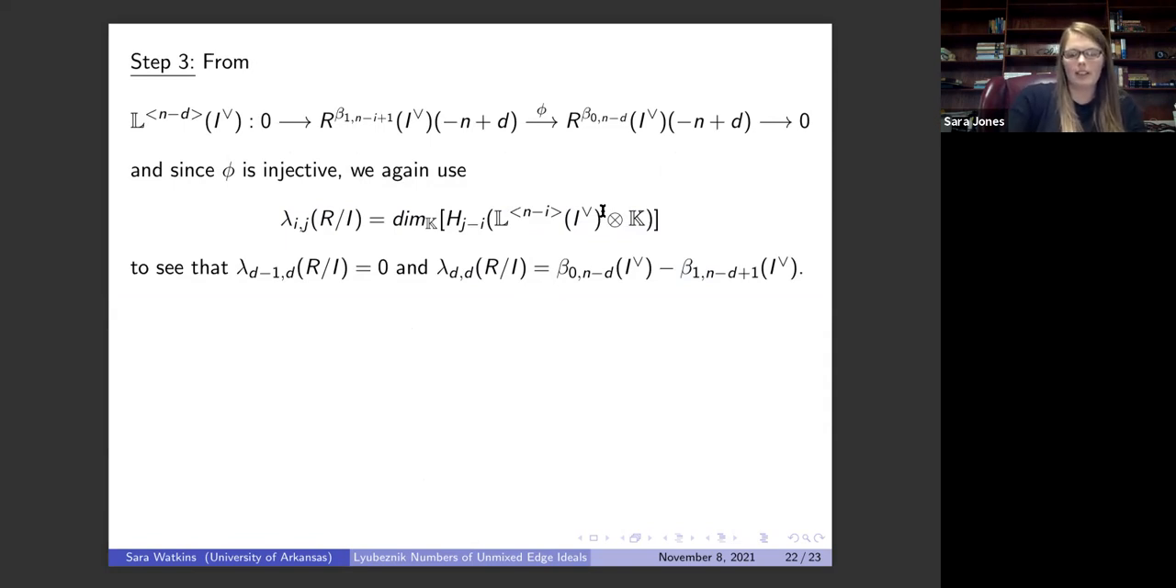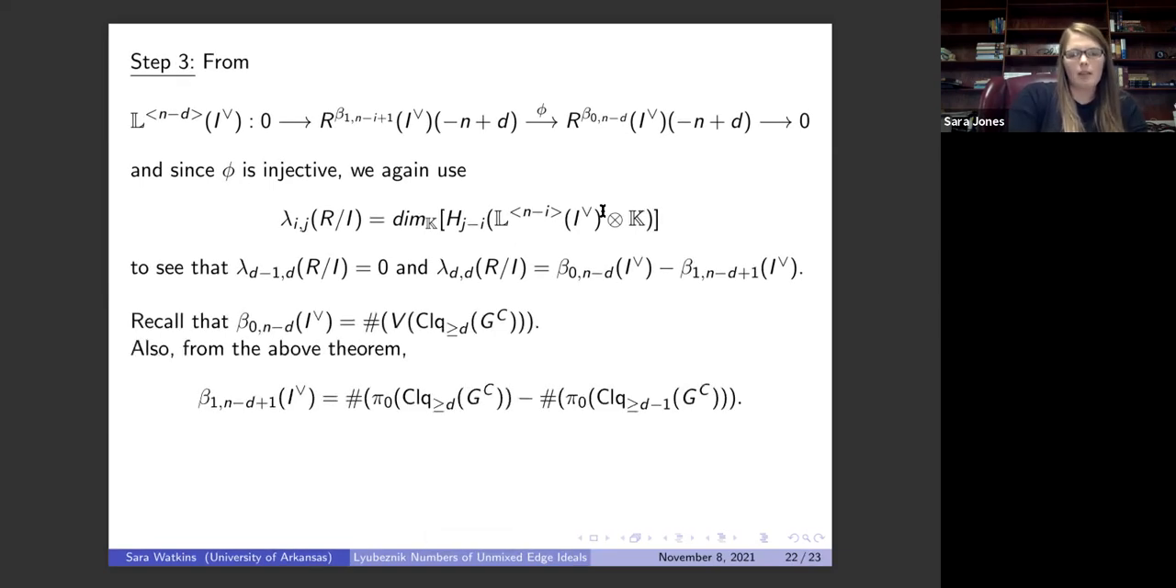We still need to get to the clique graphs, but thankfully we already said that this 0, n minus d Betti number is given by the number of vertices in the clique graph. And we just have this theorem now that says the first Betti number is the difference in these numbers of connected components of clique graphs.